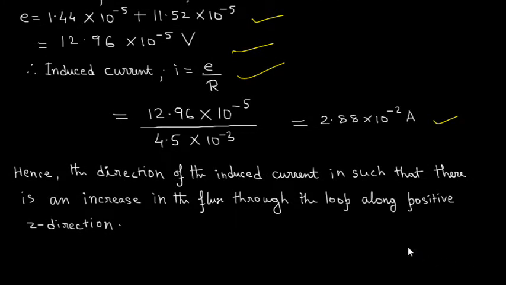Hence the direction of the induced current is such that there is an increase in flux through the loop along positive z direction. Let us see the next question.